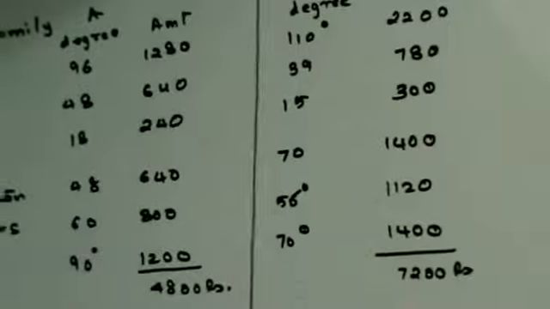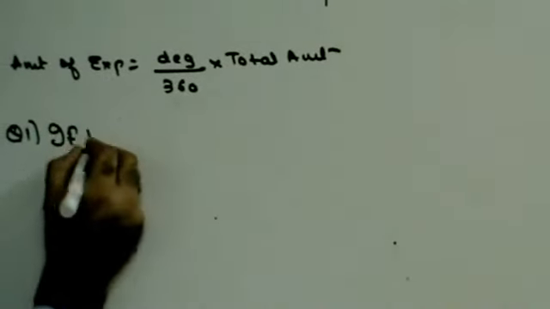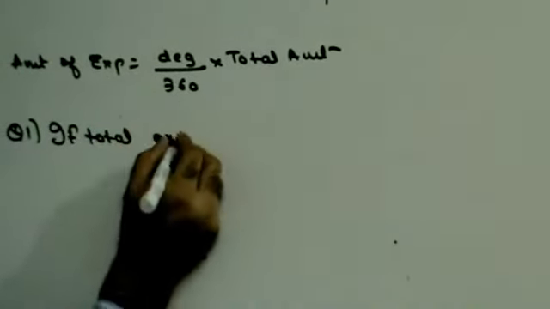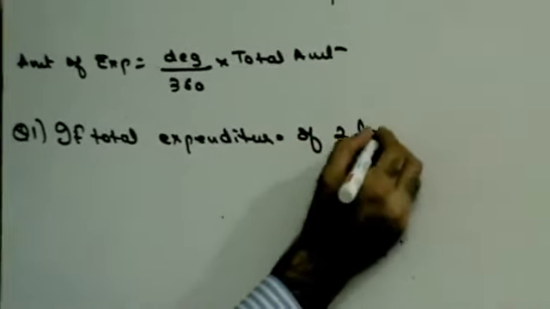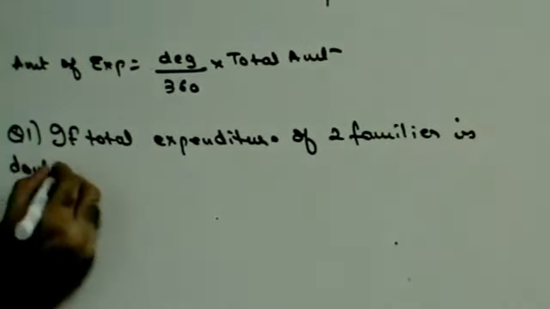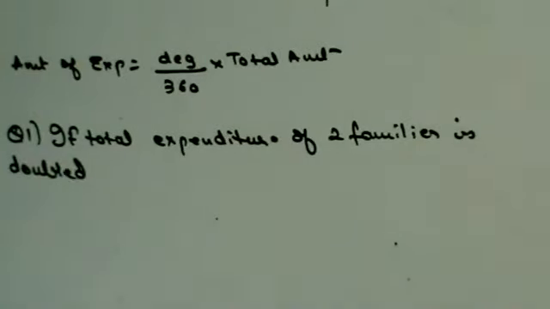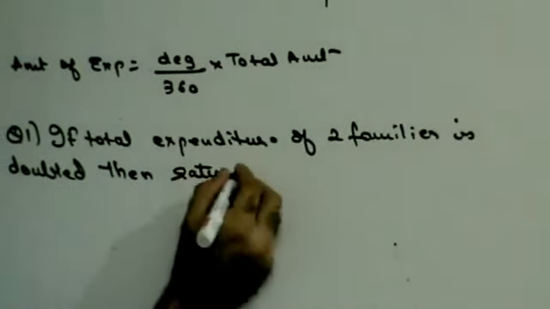Right? Now let's see the questions based on this. Question 1. If the total expenditure of the two families is respectively doubled, then what will be the ratio of light?